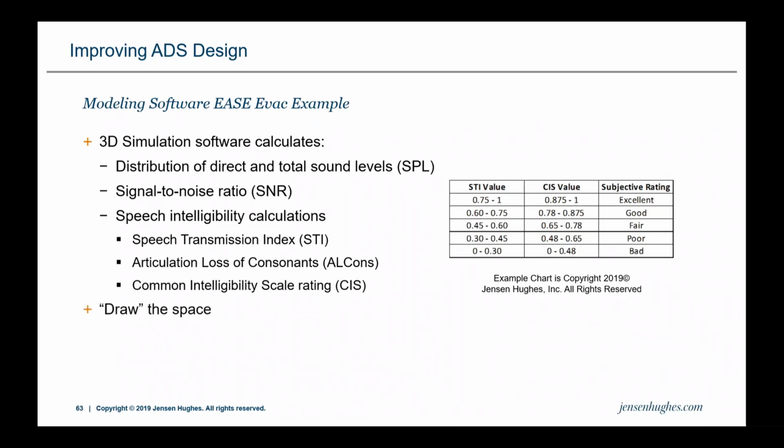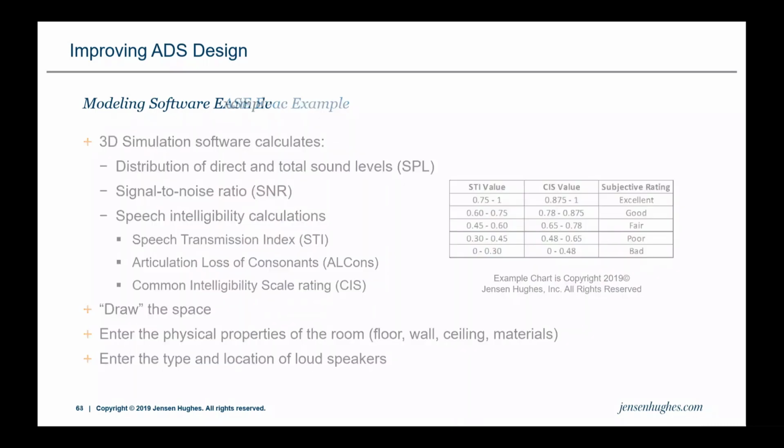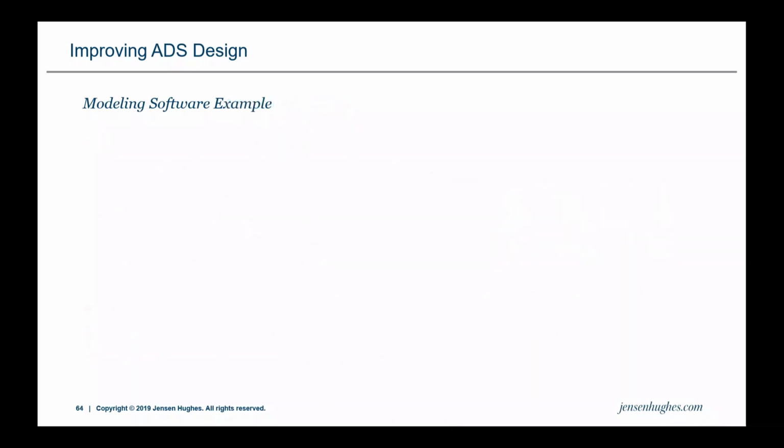At that point, then we need to draw the space. We need to enter the physical properties of the room, everything we talked about in the beginning of our conversation: the floor, the walls, the ceiling, the materials, etc. We enter the type and location of the loudspeakers that we're using, and then we measure it.